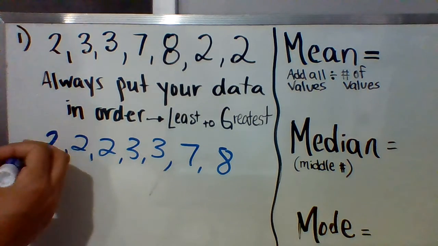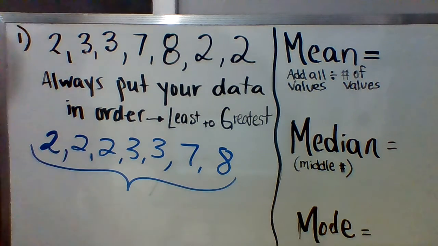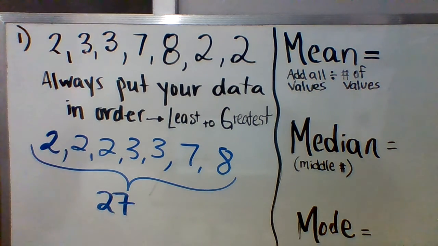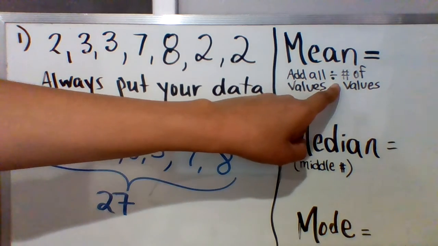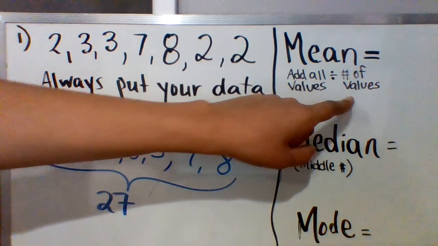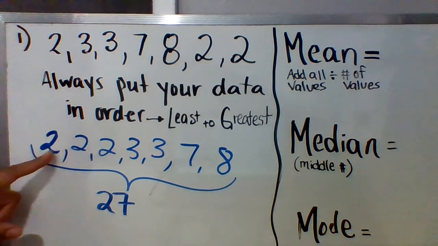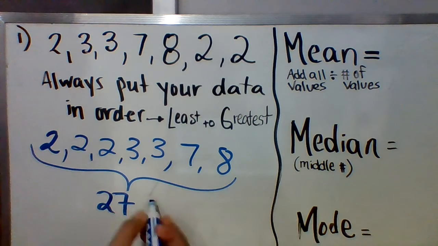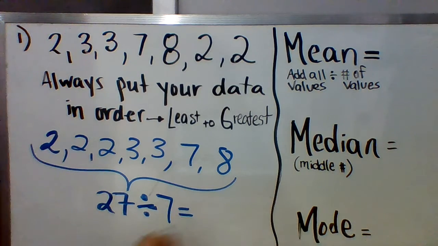So on my calculator, I'm just going to add up all of these numbers. And when I do that, go ahead and pause the video and try it on your calculator. But you should get a total of 27. After you do that, the next step is going to be to divide by however many numbers there are. So there are 1, 2, 3, 4, 5, 6, 7 numbers total. So we're going to divide this by 7.